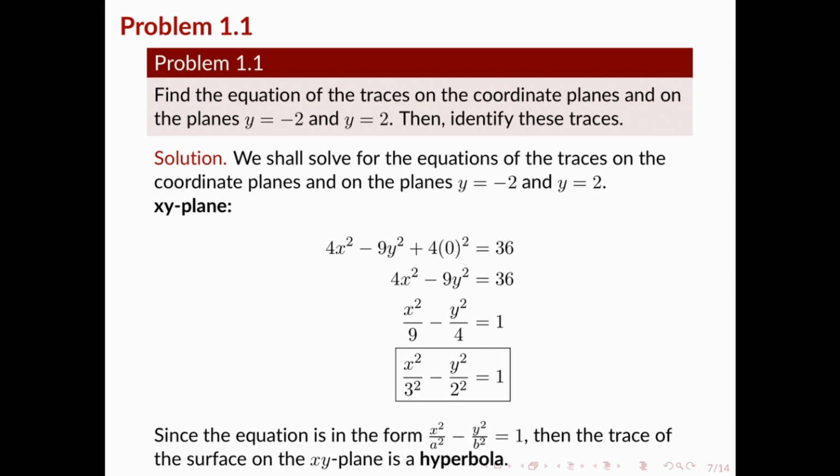And so, after a bit of math, we get 4x squared minus 9y squared equals 36. Now, we can divide everything by 36 in this equation to give us x squared over 9 minus y squared over 4 equals 1. And we notice also that 9 is 3 squared and 4 is 2 squared, so we can rewrite those as 3 squared and 2 squared respectively. And look, we have something familiar here. We have an equation in the form x squared over a squared minus y squared over b squared equals 1. And looking back at the 4 conic sections, we see that this is in the form of a hyperbola. So the trace on the surface on the xy plane is a hyperbola.